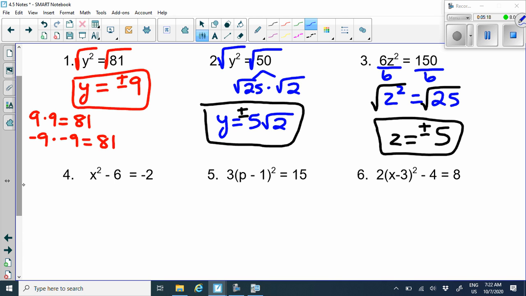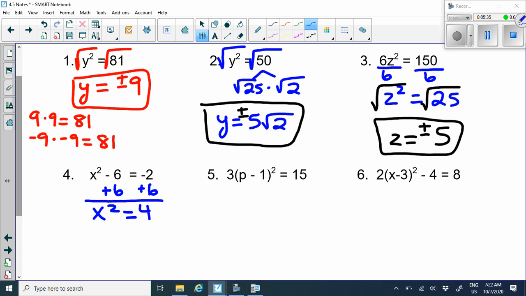So in this case, do we have our base or variable squared by itself? No, we have x squared minus 6. So we actually have to get rid of that 6. So what we would do is add 6 to both sides. So we get x squared equals 4.